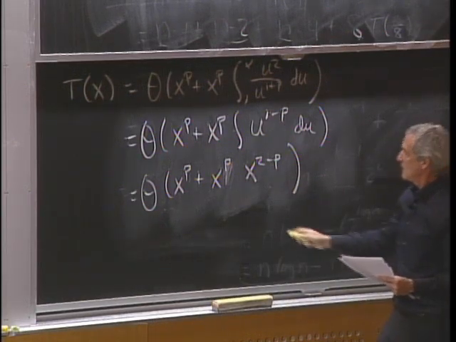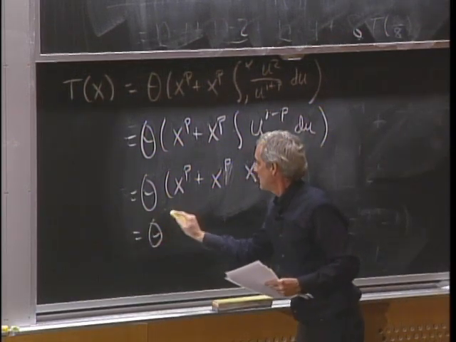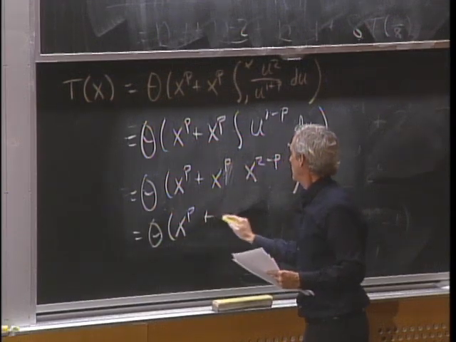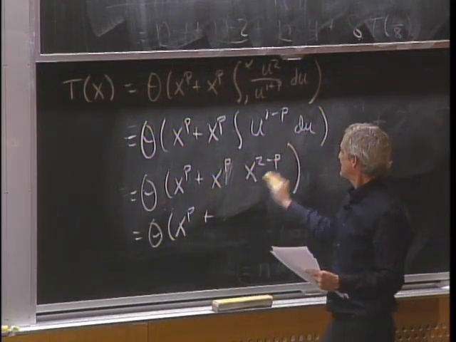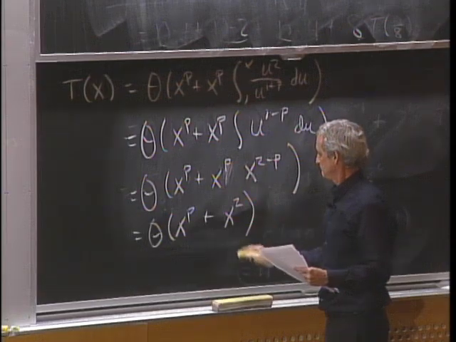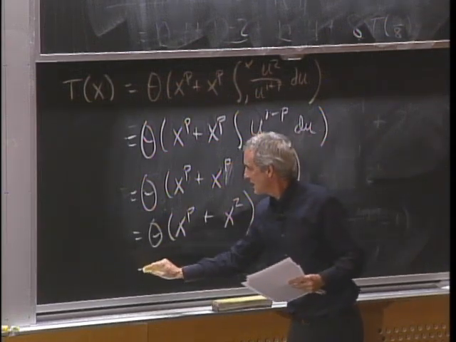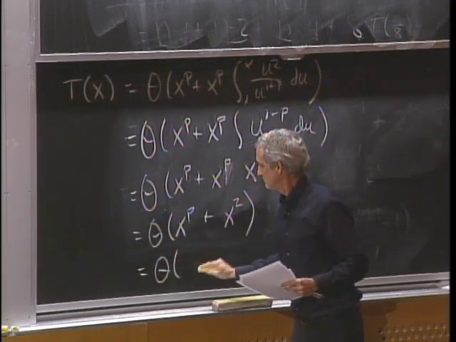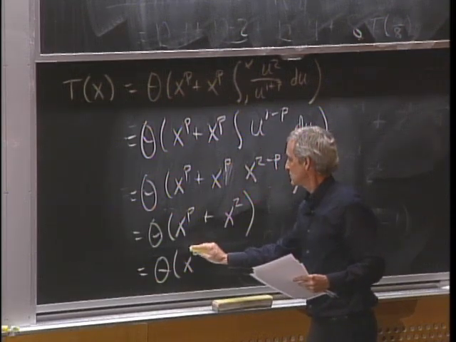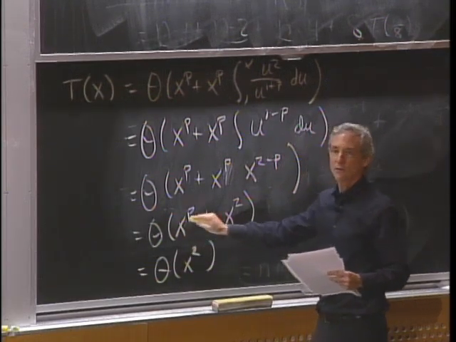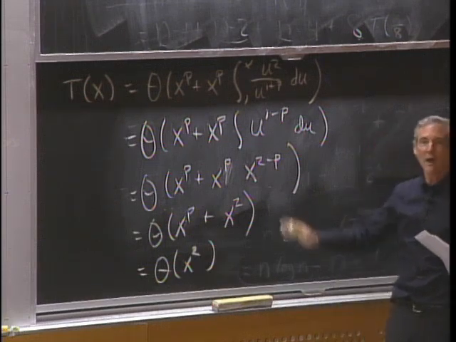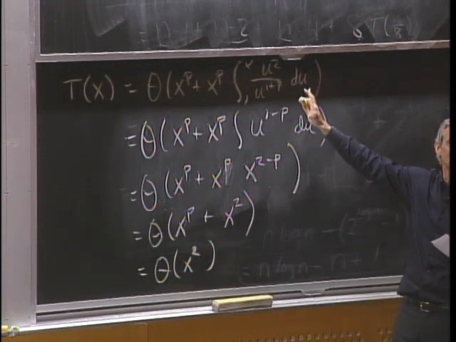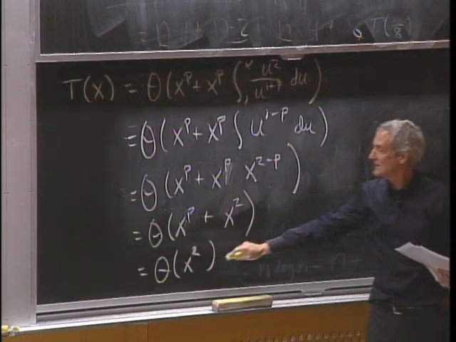OK? Well, this equals theta x to the p plus, oh, it canceled there, x squared. And what's the answer going to be? X squared, because p is less than 2. So this is a small order term. So I didn't even know what p was, just that it was less than 2. And I got the answer.